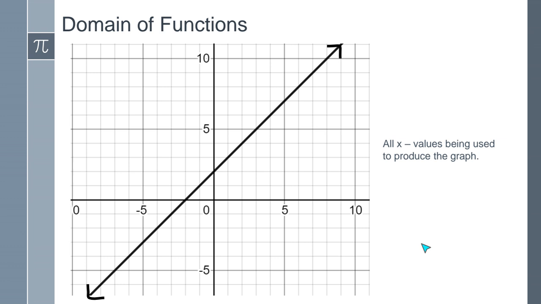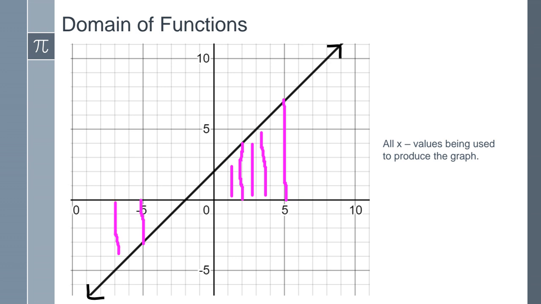So the domain of the function is all the x values that are being used to make this graph. Okay, so for example, if we look at this graph, and if I pick any x value, let's say I pick 5, does it help me create this graph? Well, if I go up, does it touch the graph? And the answer is yes. So 5 is part of the domain. If I pick this number and it goes up, it also touches that graph. And I can do this for any x that I have here, right? If I pick -5 and I go down, it touches the graph, and so on.